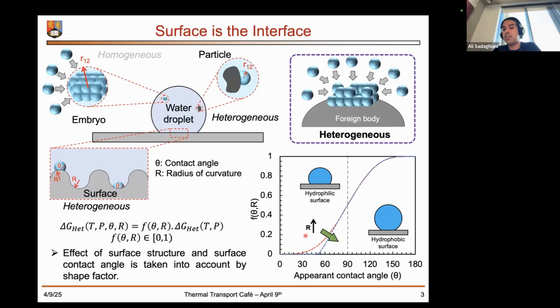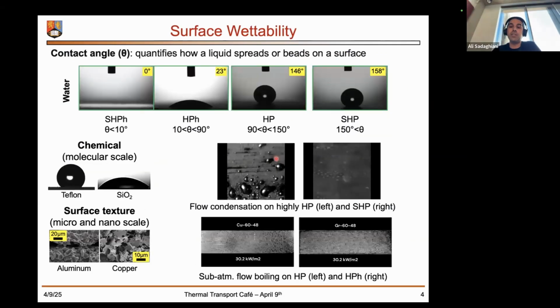So here, for example, is a graph of this shape factor parameter that changes with the apparent contact angle, and it ranges from 0 to 1, and it affects the required energy barrier for the inception of the secondary phase.